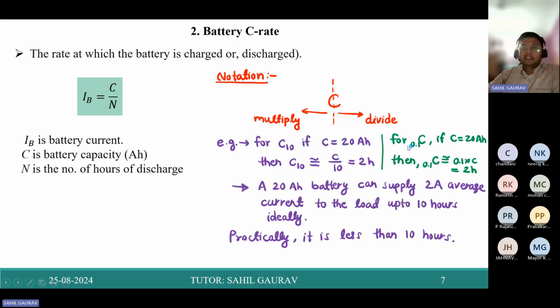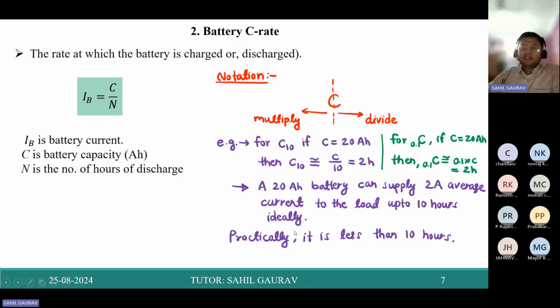Now suppose something is written on the left hand side, like 0.1 C. So C10 is represented by 0.1 C for the same C rate, and the charge capacity is the same 20 ampere hour. Then 0.1 C will be equivalent to 0.1 into C. Here we need to multiply the charge capacity of 20 ampere hour with 0.1, so it will give you 2 hour. So from both cases, we can see that it gives the same C rate.